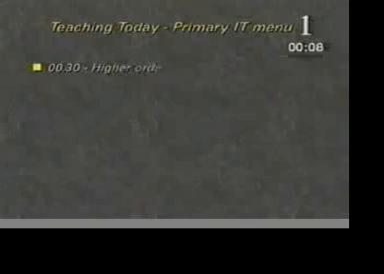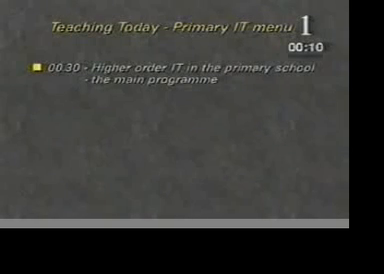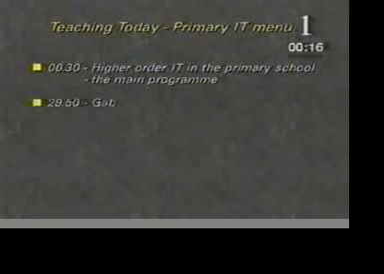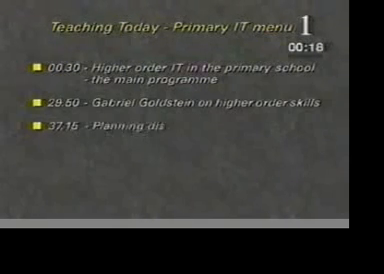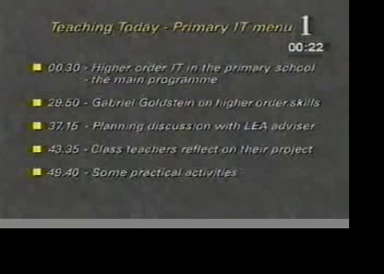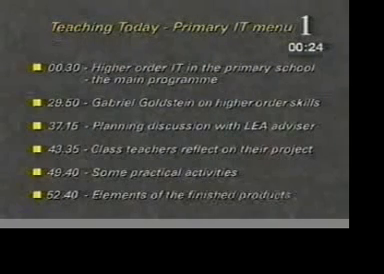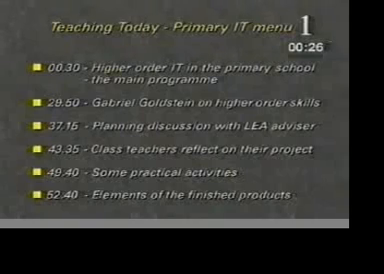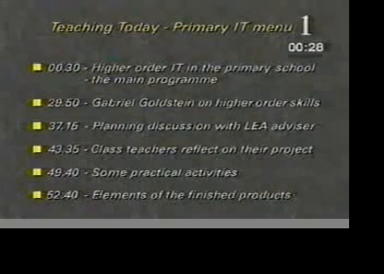The first 1 hour block is about introducing higher order IT skills into the primary classroom. To start with is the half-hour Teaching Today programme that follows a half-term multimedia project in a school in Barnet. That's followed by a number of Teaching Today Plus items that elaborate on issues touched on in the programme itself. The starting time of each programme is shown in the menu, so they can be found using the clock in the top right-hand corner of the screen.